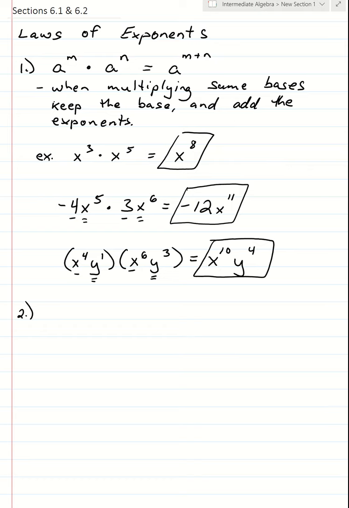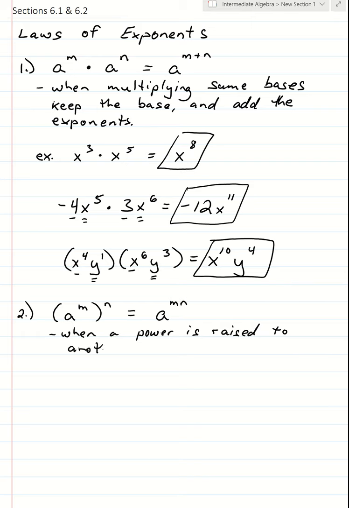The second law tells us that if we have a to the m raised to the power of n, that is going to equal that base a to the m times n power. And basically what this is saying, when a power is raised to another power, you want to multiply the powers.